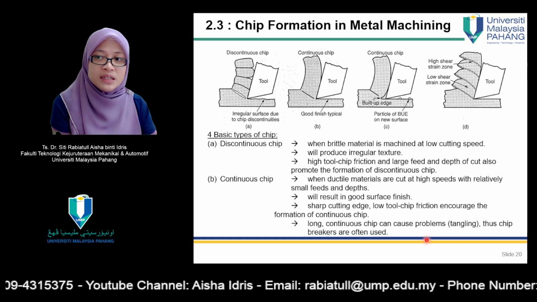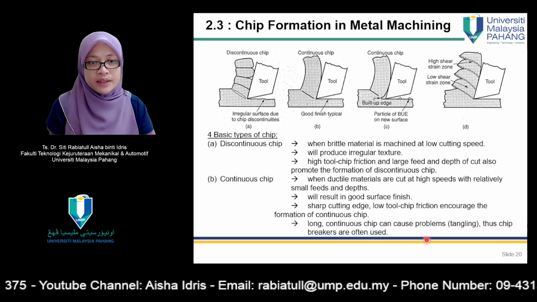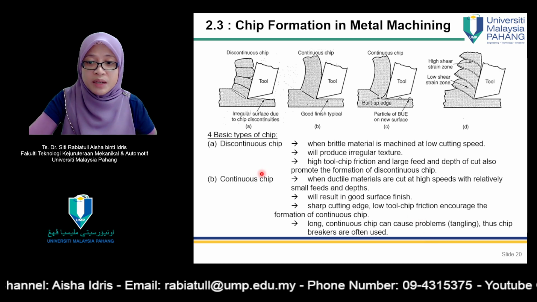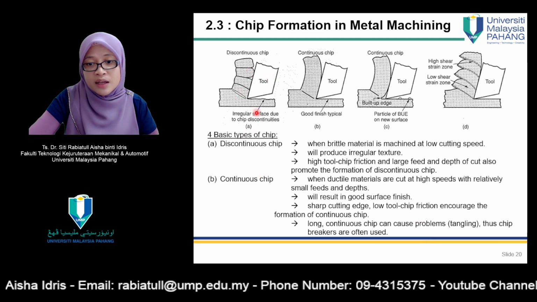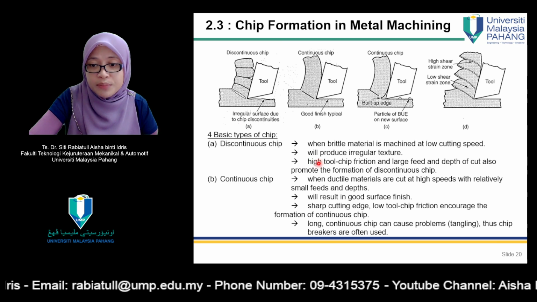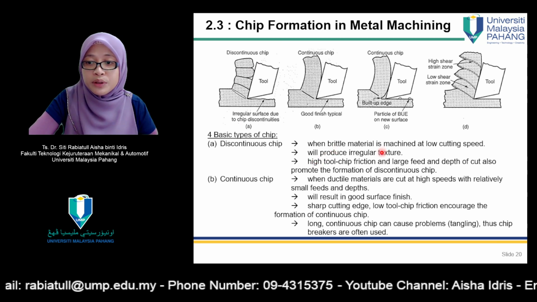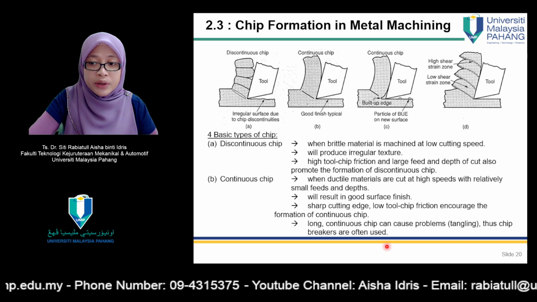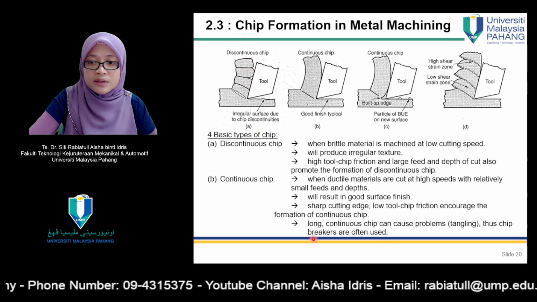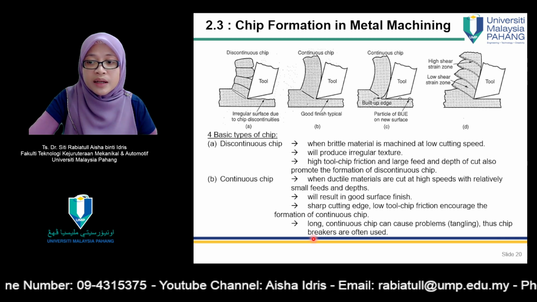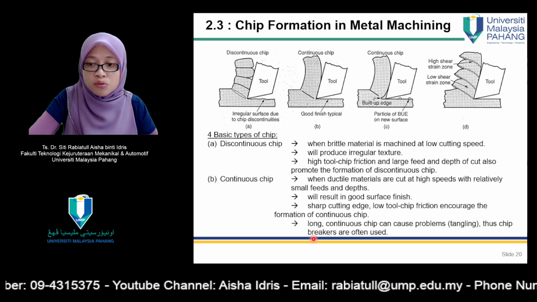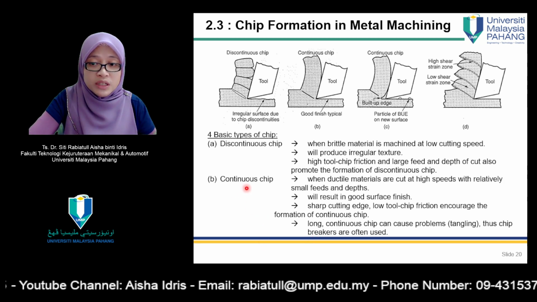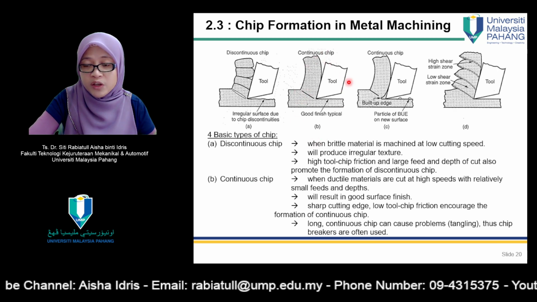As for chip formation, in metal machining it can be divided into 4 types. Number 1, discontinuous chip, which can be seen in figure A. This is actually discontinuous chip, whereby it is produced when brittle material is machined at low cutting speed. It will produce irregular texture, high tool-chip friction, and large feed and depth of cut also promote the formation of discontinuous chip. Number 2 is continuous chip, which can be seen from figure B.